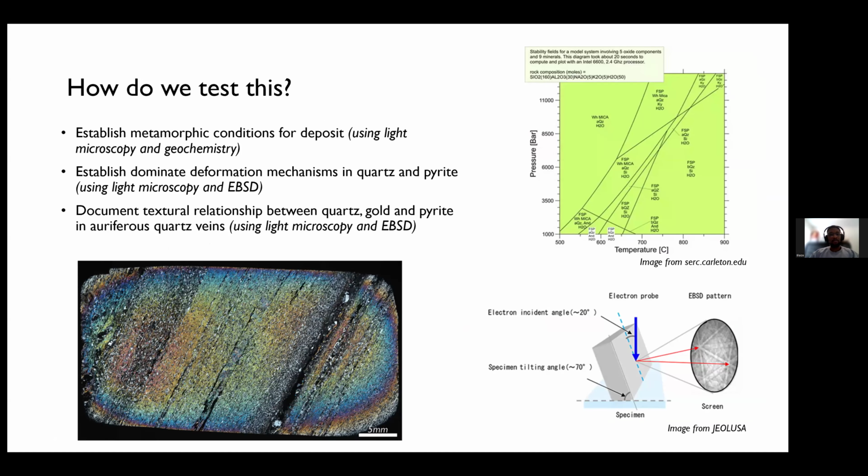So how can we test for a hypothesis? First, we want to establish some metamorphic conditions. So for this, we're going to be using petrography, like light microscopy, as well as geochemistry to produce some PT phase modeling, as well as for EBSD. Then we want to determine some deformation mechanisms. So again, we'll be using light microscopy to look at quartz textures, as well as EBSD to image lattice distortion. And then finally, we want to document some textural relationships between quartz, gold and the pyrite.